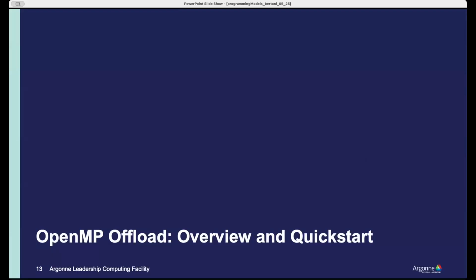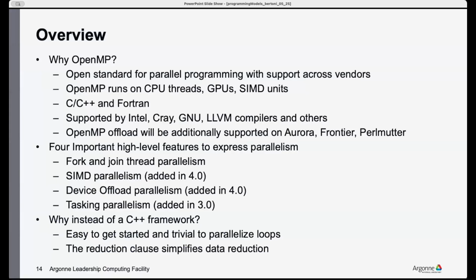Okay, so OpenMP, I think most people here are probably already familiar with OpenMP on CPUs. So I'm just going to do a quick recap and then a little bit more about running on the GPU with OpenMP. So first, why would you use OpenMP? OpenMP is an open standard for parallel programming. It's basically an API and a set of environment variables that a lot of different vendors have implementations of.